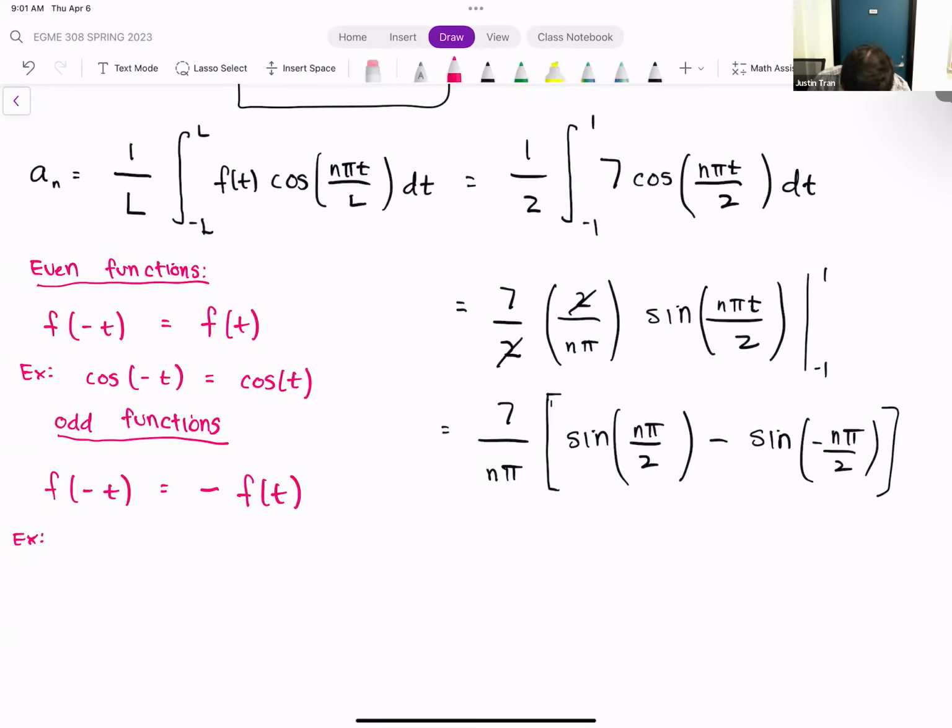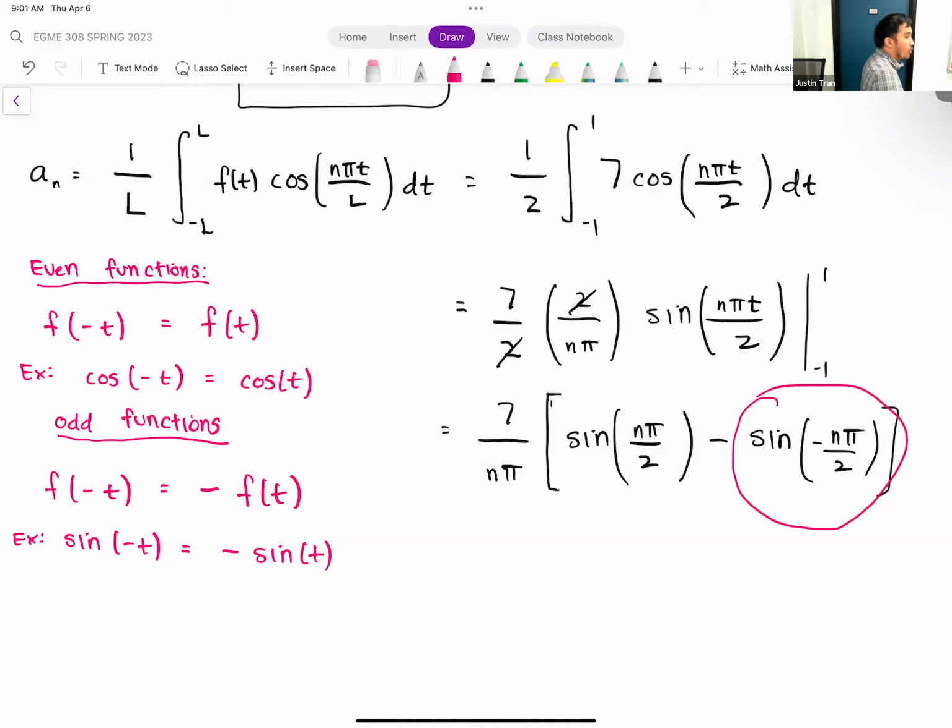The classic example of an odd function is sine, right? And so if you have sine of minus t, what this is equal to is minus sine of t. So we can bring that minus sign out in front. Okay. So why am I bringing up even and odd functions? It's kind of a weird aside here.